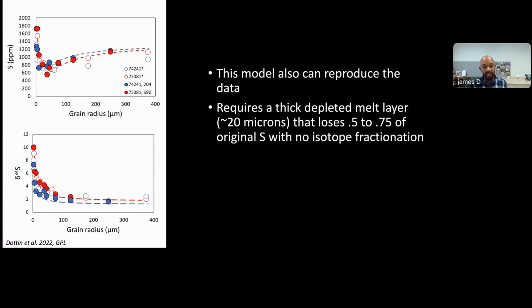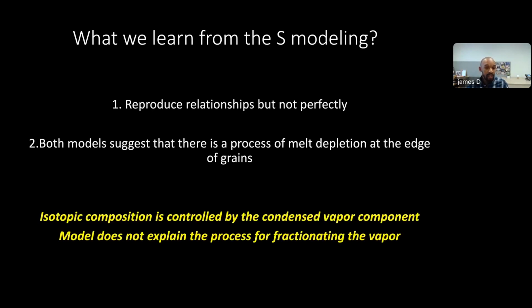But what's different is that we have now constrained that it requires a thick depleted melt layer towards the edge of the grain, say about 20 microns, that loses 0.5 to 0.75 of the original sulfur. And even more interesting is that this process of sulfur loss from that depleted melt layer has to occur without any isotopic fractionation.